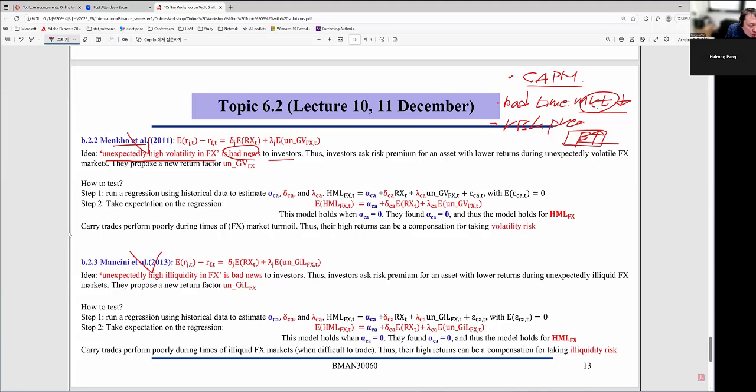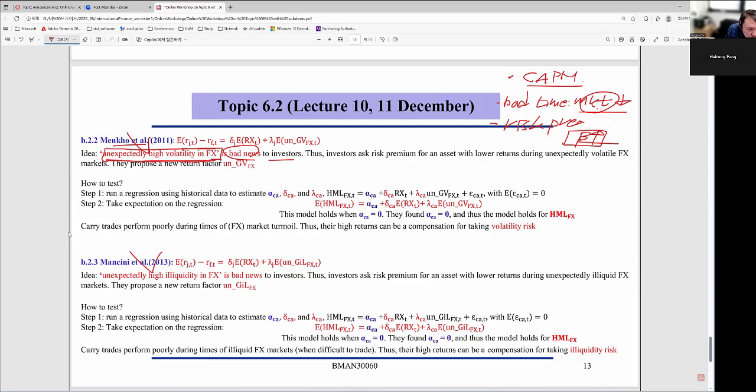So first of all, we need to know what the bad time is for each asset pricing model. So here, an unexpectedly high volatile FX market is bad news. You don't like to see huge volatility in any asset. If carry trade or any strategy gives you big negative returns during this period, so whenever there's high volatility in the FX market, if your strategy gives you lower returns, you don't like that. So before investing in that strategy, you're going to ask for a premium.